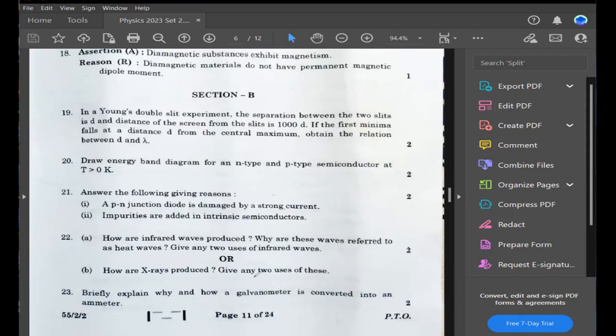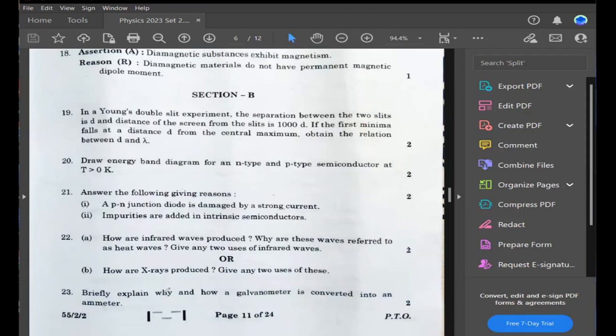How are X-rays produced? They are produced by bombarding a metal target with high energy electrons, a high moving electron stream. When it hits a heavy metal target, X-rays are produced. Any two uses of X-rays? In the diagnostic tool in medicine, treatment for certain forms of cancer, and in the study of crystal structure.